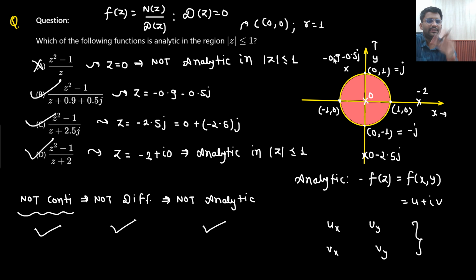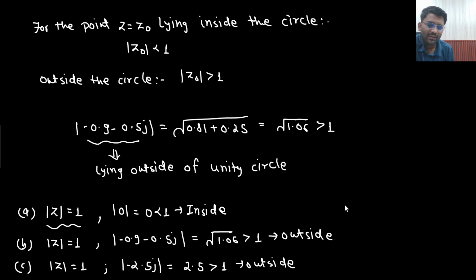What is the center? What is the radius? Nothing you have to draw. What you need to do in the examination is simply put the point. Option D, z equals minus 2 you put. What is the equation of the circle? That is the equation of the circle. In place of z, I am supposed to put z equals minus 2. What is the magnitude you are getting? 2. Is it greater than 1? Yes. What does that mean? Outside.